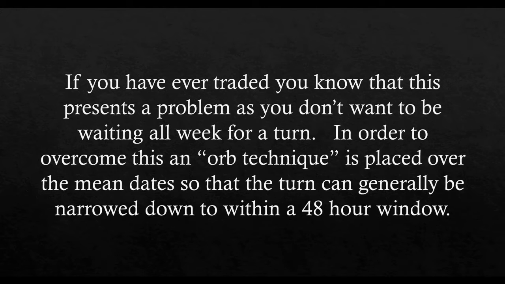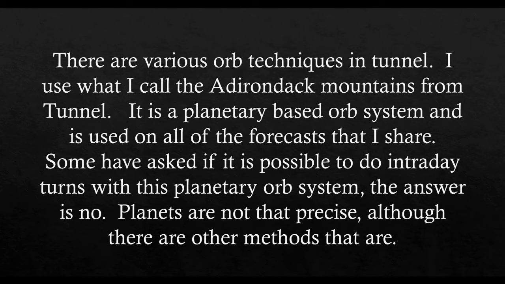Now, I'll tell you a little secret. There are other ways of doing it that it can be narrowed down a lot more than that, but this is just one level. There are various orb techniques in Gann. I use what I call the Adirondack Mountains from Gann. It is a planetary-based orb system and is used on all of the forecasts that I share. Some have asked if it is possible to do intraday turns with this planetary orb system. The answer to that is no. Planets are not that precise, although there are other methods for that.